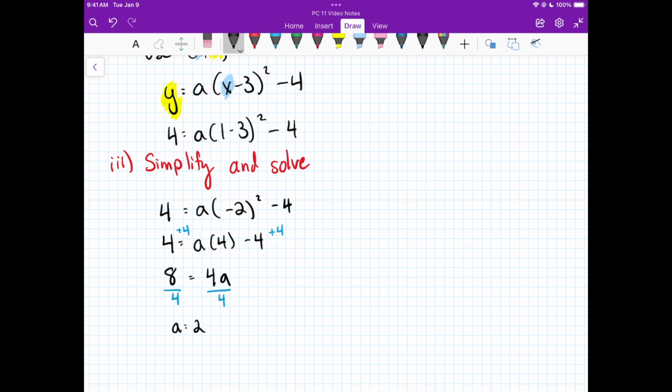So that's all done. Last step is an easy one. It's just take all that and put it all together. So we need to actually answer the question and figure out what the equation is. So we end up with y equals 2 times (x minus 3) squared minus 4. Right, so we've taken our vertex, we've taken our a value, we've put it all together, and we've got ourselves an equation. Looks good.